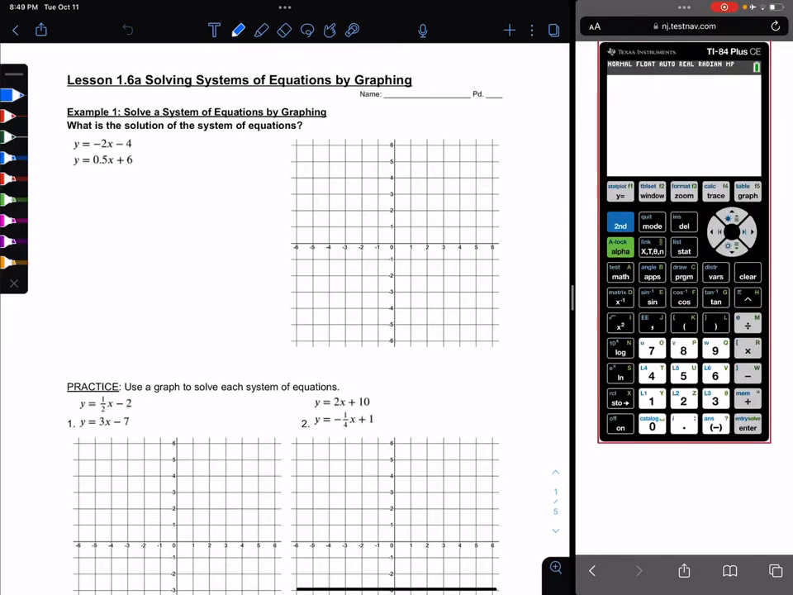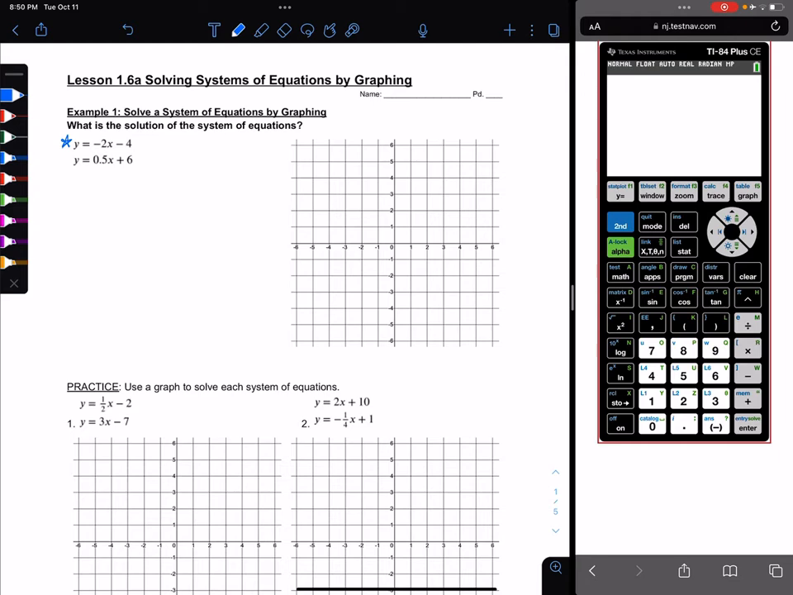Here we're going to look at example 1, solve a system of equations by graphing. The question is, what is the solution of the system of equations? So in the past we've solved equations by graphing, but we've just looked at a single equation and we have solved for x. So in this problem we're going to solve a system of equations where we have two variables and two equations. To start that, you're just going to graph each one of these.